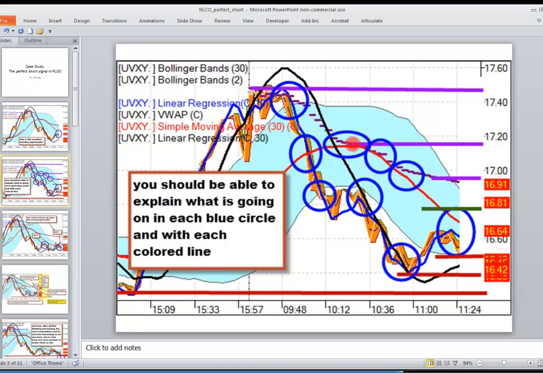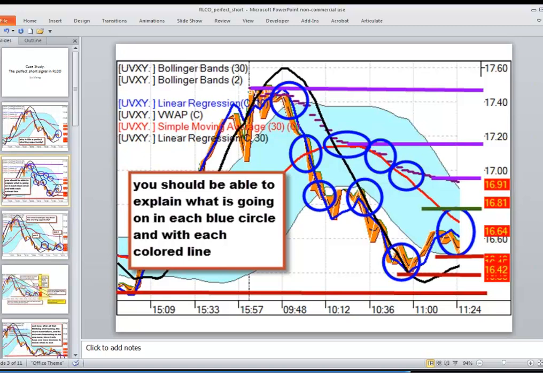So what we have is a series of little indicators going through time that give us additional confirmation about what's going on inside the market and allows us to start taking a position about the directionality of the moves. So that's why I say you should be able to explain what is going on in each one of these blue circles and what each of the colored lines represent.